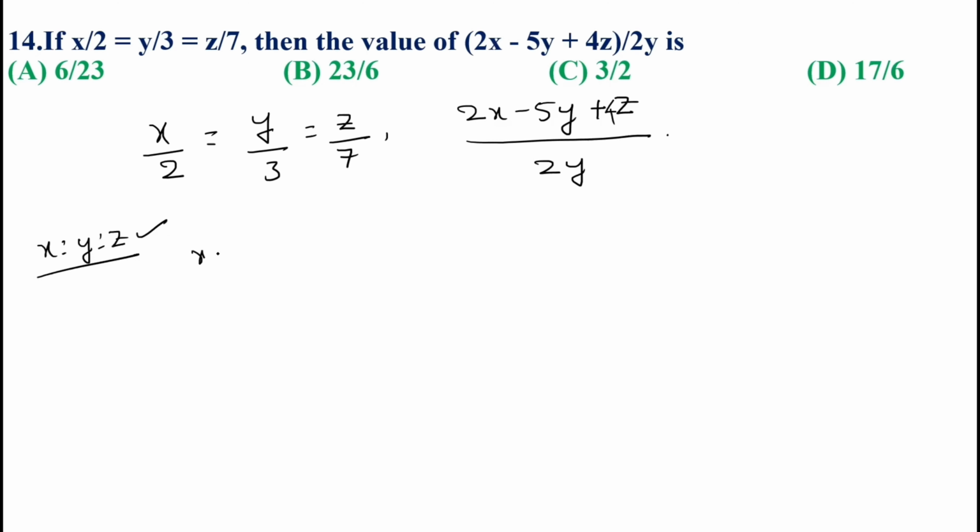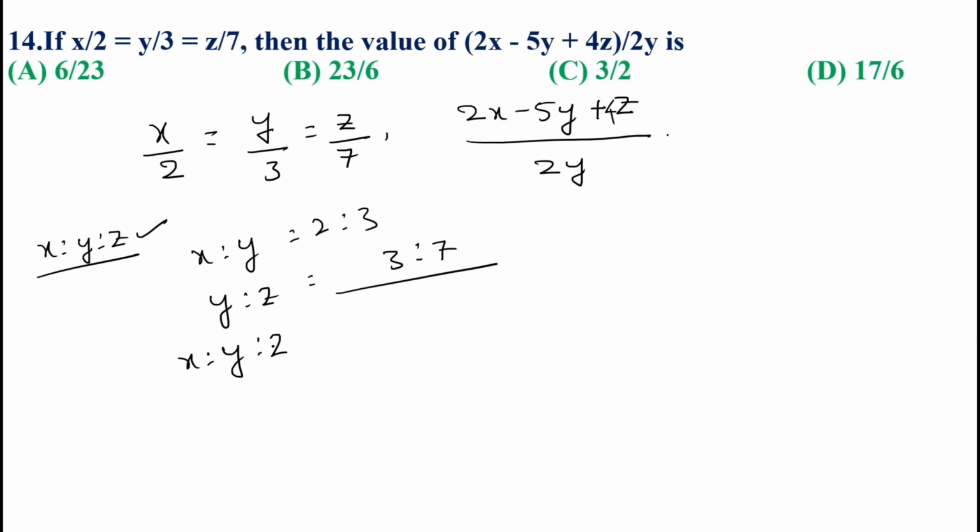So how to calculate? x is to y will become 2 is to 3, and y is to z will become 3 is to 7. So x is to y is to z will become 2 is to 3 is to 7.